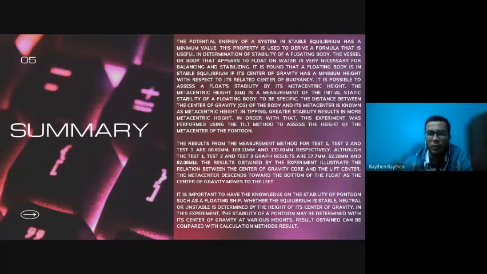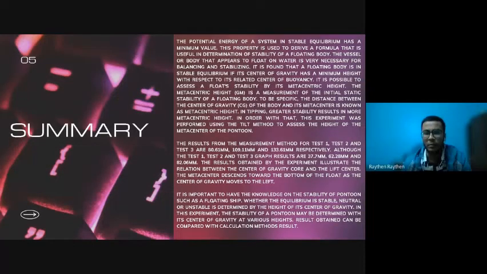It is possible to assess a float's stability by its metacentric height. The metacentric height, which is known as GM, is a measurement of initial static stability of a floating body. To be specific, the distance between the center of gravity of the body and its metacenter is known as metacentric height. In tipping, greater stability results in more metacentric height.